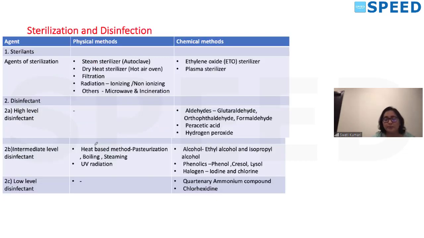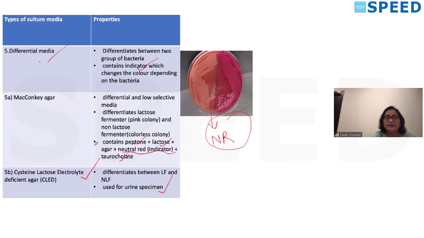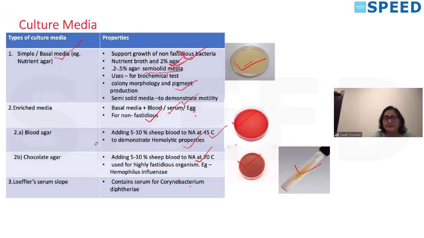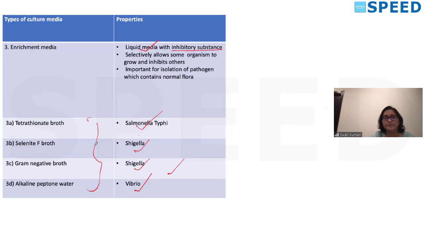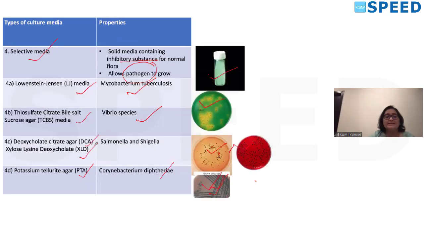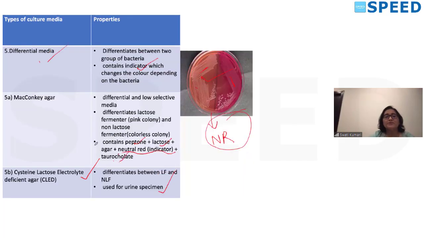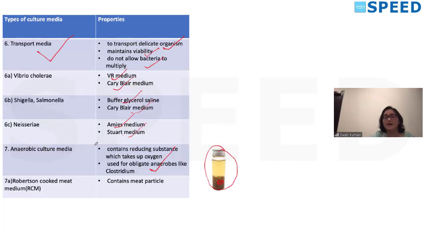Now moving to third topic. Okay, so in culture media, we saw the types of media, which is your simple media, enrichment media, an example for enrichment media, very important, okay. Selective media we saw, then we saw differential media, now transport media, anaerobic culture media.